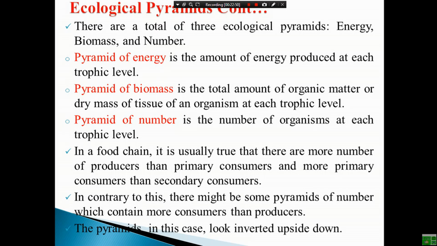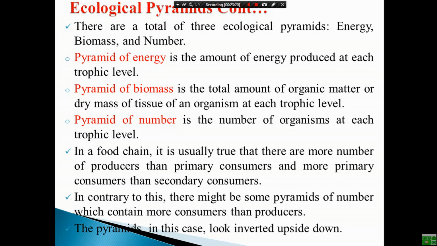Finally, the pyramid of numbers is the number of organisms at each trophic level. From the first trophic level to the last, it decreases, and from the last trophic level to the first, it increases. So when you generalize the three pyramids, pyramid of energy, biomass, and number, from the first trophic level to the last trophic level they decrease, and the reverse is true.